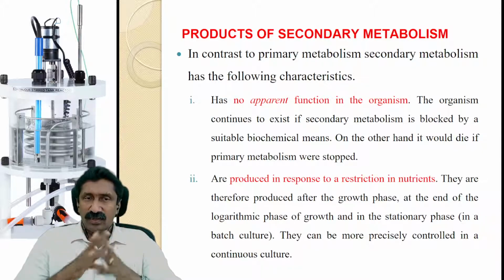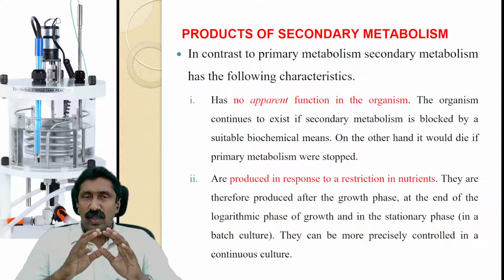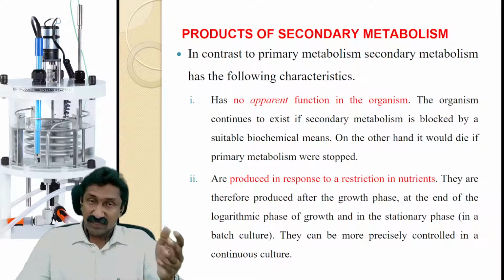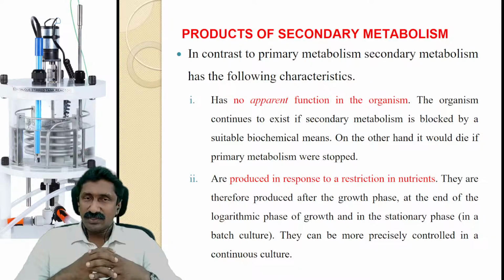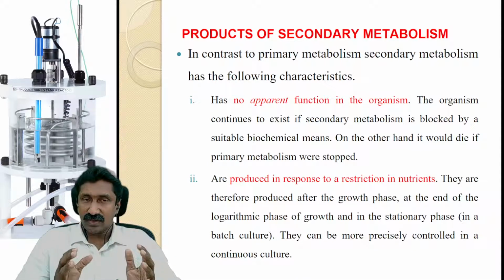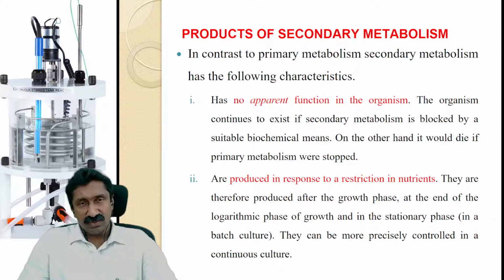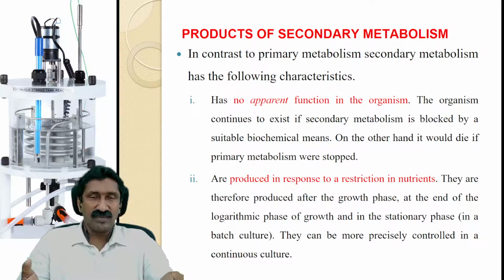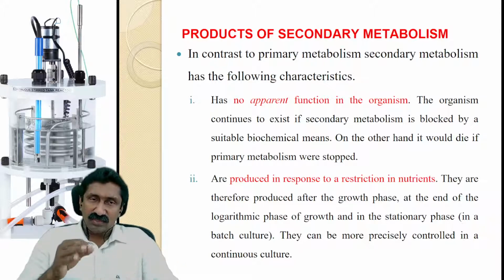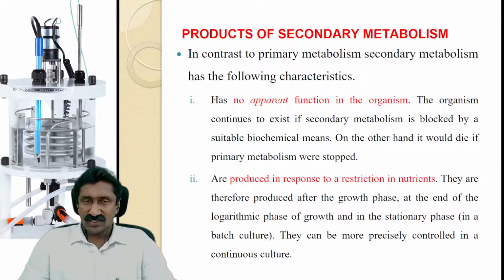And the first point is that there is no apparent function in the organism. In the previous case of the primary metabolites, we had discussed that it is absolutely required, and if it is not produced, the organism will die. But in the case of secondary metabolism, we can say that there is no apparent function in the organism. So if it is not produced, the organism doesn't have any difficulty at all in growing. The organism continues to exist if the secondary metabolism is blocked by a suitable biochemical means. On the other hand, it would die if primary metabolism is stopped, as we discussed.